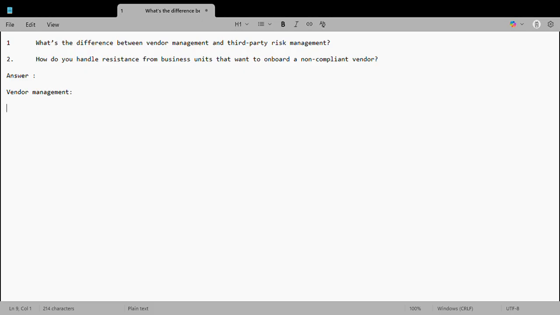Vendor management and third party risk management are actually overlapping a few controls. So vendor management means they decide the outline of vendors, they set the requirements of vendors, they decide the performance of vendors, they decide the KPIs, and they decide about the termination of vendors. Or I can say that vendor management is a kind of business unit.